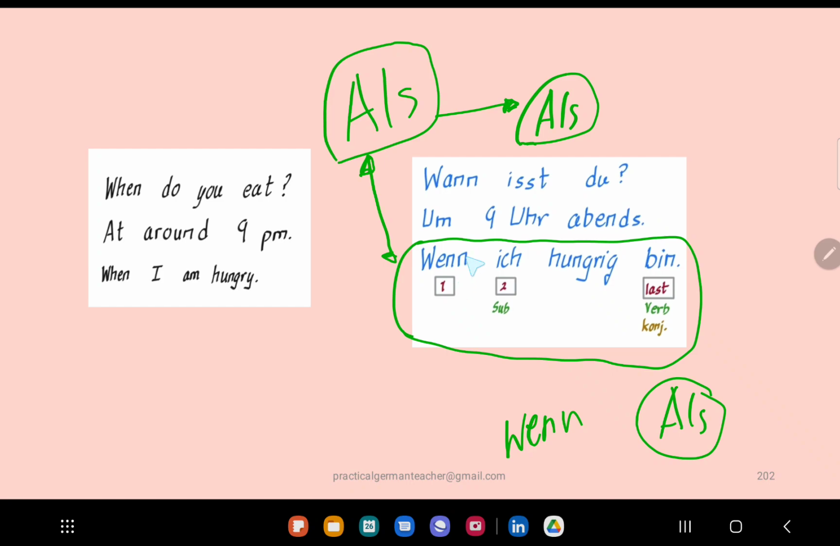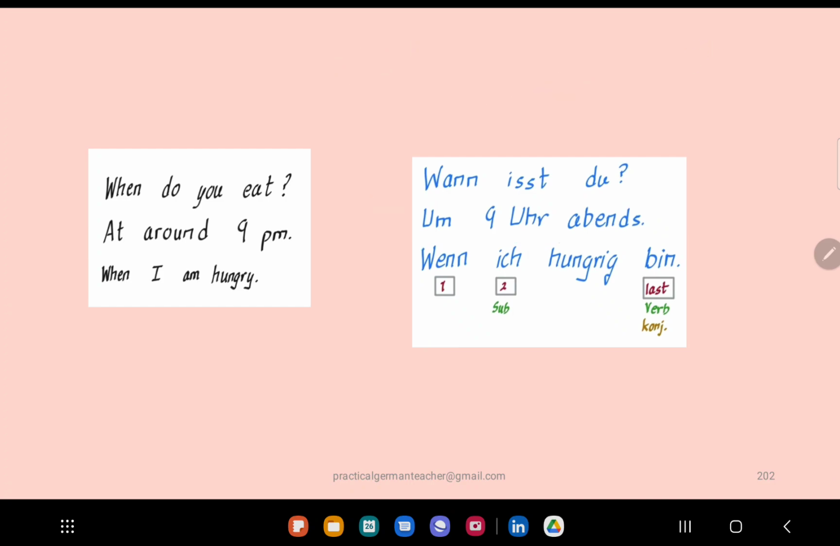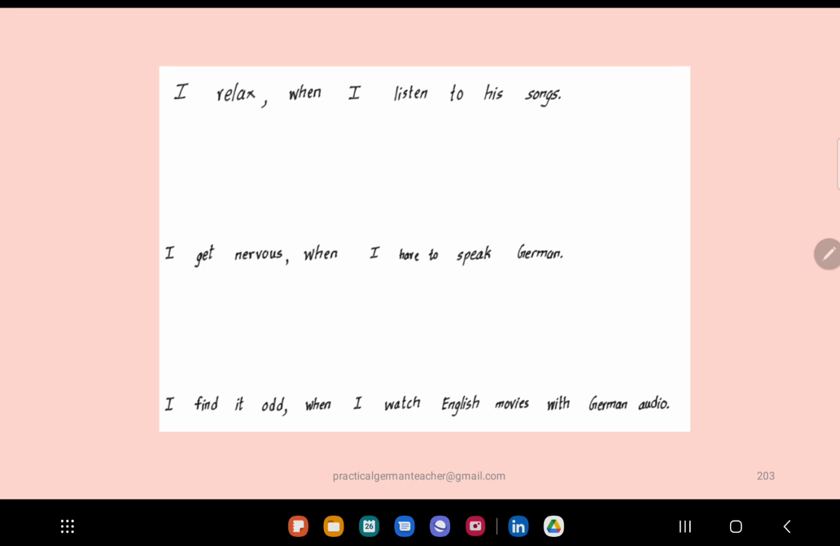And the grammar rules remain. When you use als, immediately after als you will have the subject, and the verb will get pushed to the last position, just before the full stop or before the comma, before the next punctuation is what I mean. Let us look at these three examples. So, I relax when I listen to his songs. Again, I'm giving a condition. So, I relax when I listen to songs.